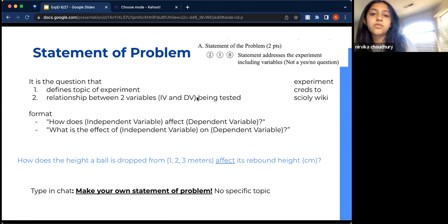Yeah, how does the amount of water affect its boiling point? How does the amount of water affect the plant's height? Yeah, those are really good ones. How will the amount of heat affect the water's temperature? Yeah, those are good ones. So we have to make sure that the effect is there. It's something affecting something else. That's the main thing for this.